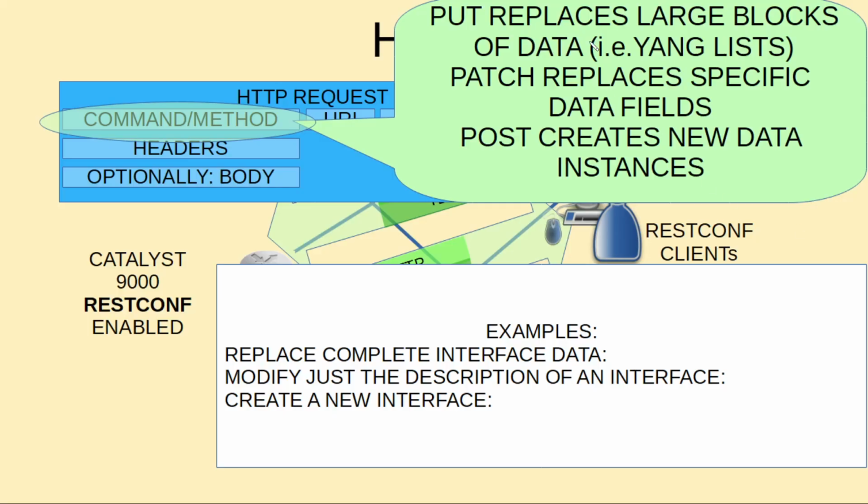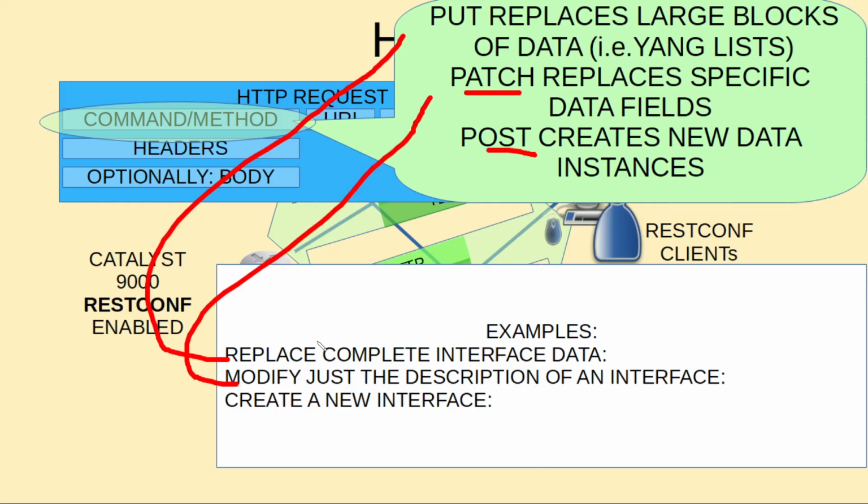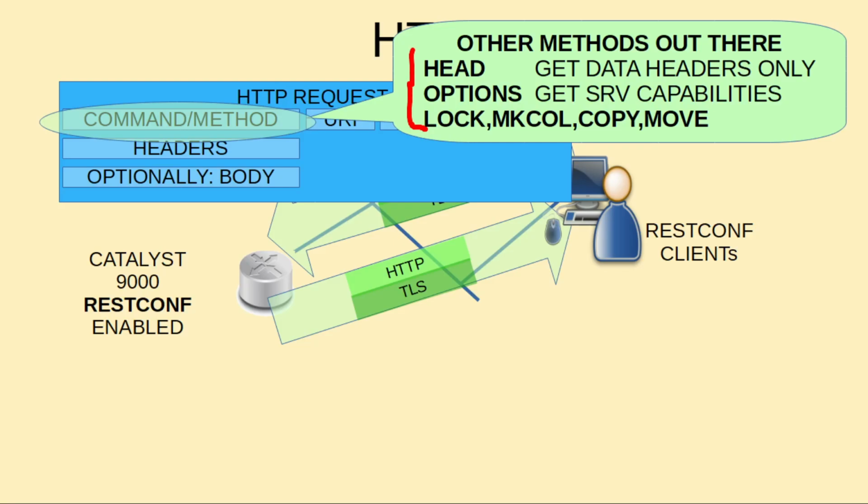Bear in mind that PUT replaces large blocks of data, for instance, a Yang list, PATCH replaces specific data fields, and POST creates new data instances. Let's put some examples. If we wanted to replace complete interface data, we will use PUT. If we wanted to modify just the description of an interface, we will use PATCH. And if we wanted to create a new interface, we will use POST. Be aware that there are other methods available out there. Their availability depends on the server.